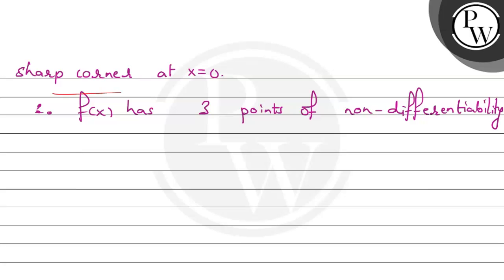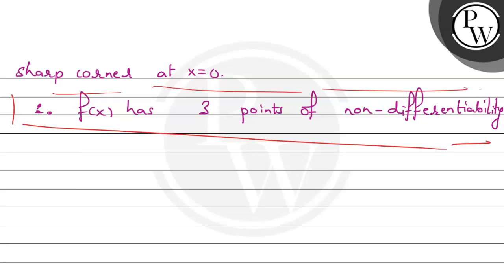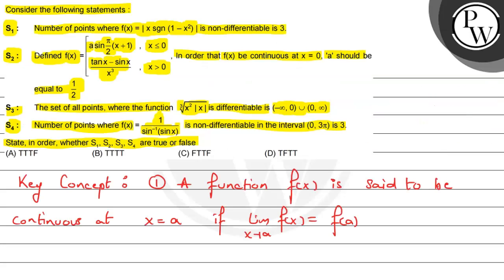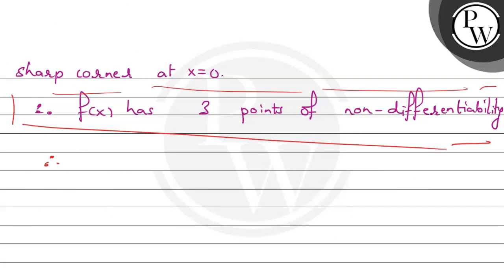So let's check whether statement 1, S1, is true. S1 says the number of points where f(x) is non-differentiable is 3. So S1 is true. Now let's check S2.